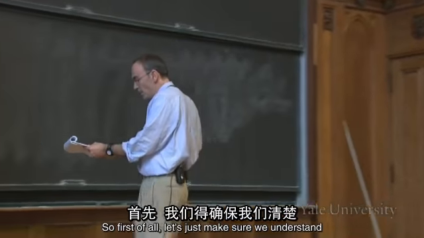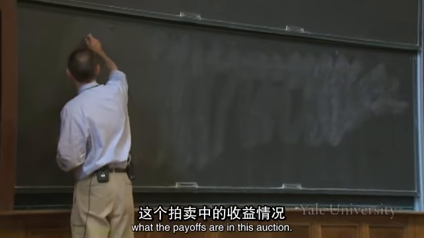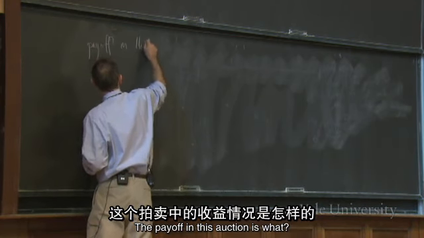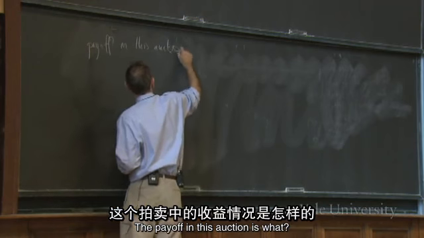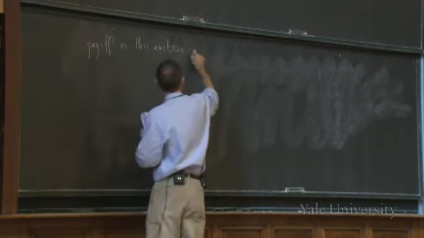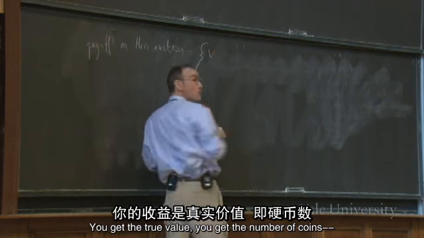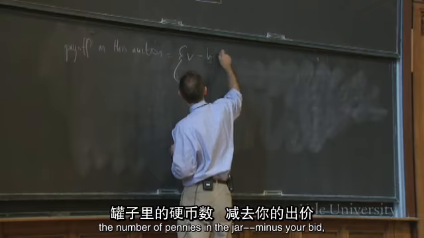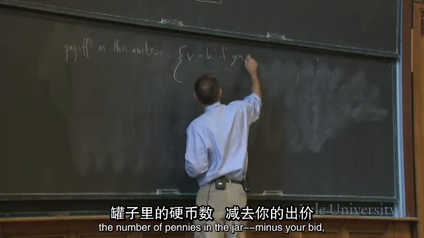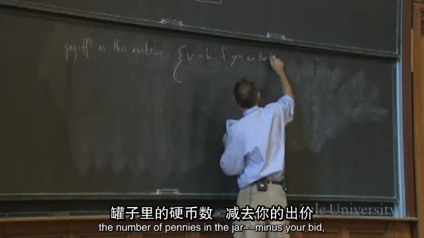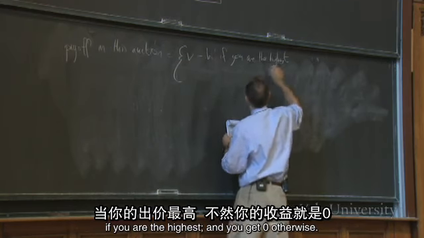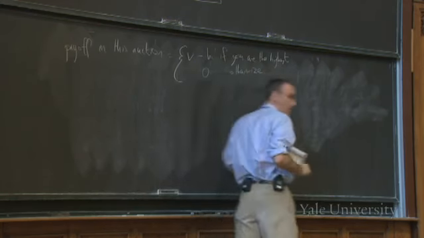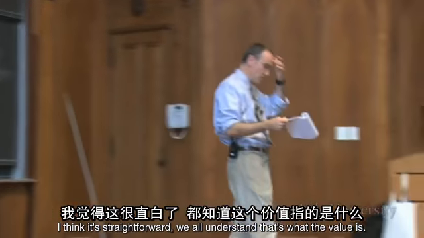So first of all, let's just make sure we understand what the payoffs are in this auction. The payoff in this auction is what? You get the true value, the number of pennies in the jar, minus your bid if you are the highest, and you get 0 otherwise. All right, I think it's straightforward. We all understand that's what the value is.